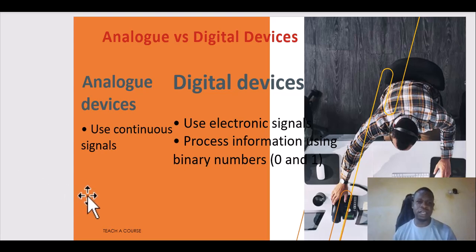So I think the analog device versus the digital devices. Analog devices use continuous signals, while digital devices use electronic signals. They process information using binary numbers, which is zeros and ones. So that is the key difference between analog devices and digital devices.